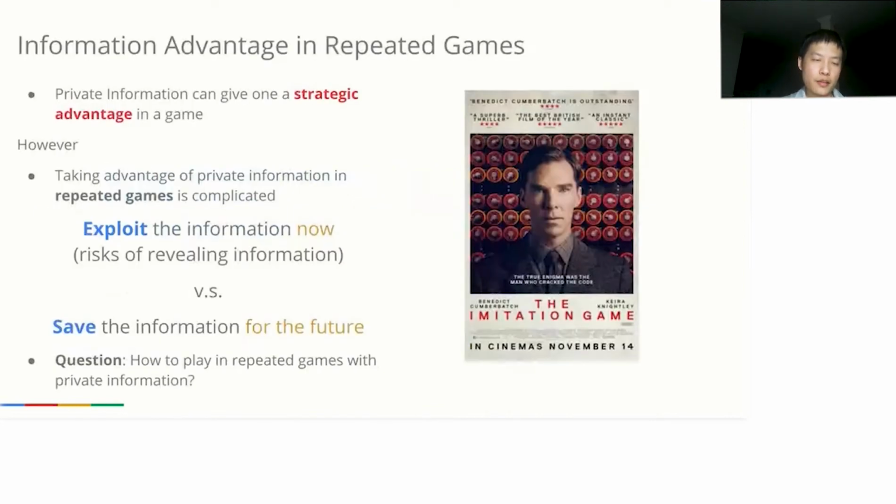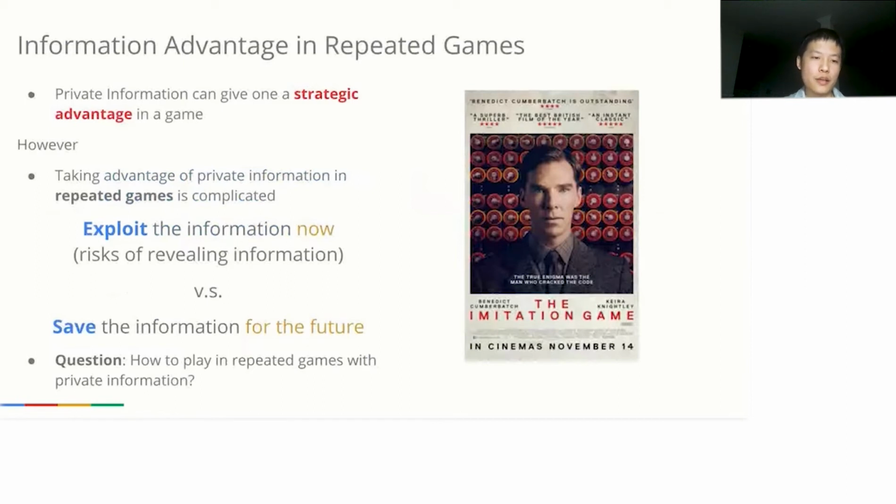It's well known that private information can give an agent a strategic advantage in a game. However, taking advantage of private information is usually complicated, especially in repeated games. This is well illustrated in the famous movie, The Imitation Game, in which British intelligence successfully cracked the Enigma code. However, they chose not to act on some information in order to preserve their informational advantage.